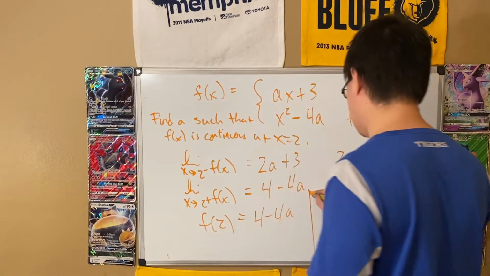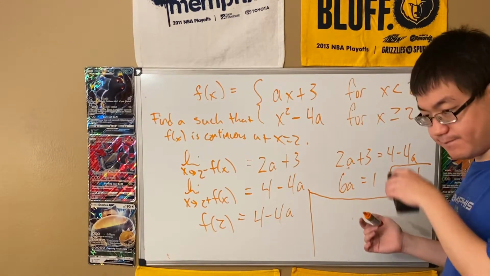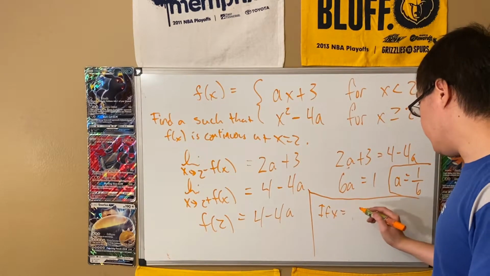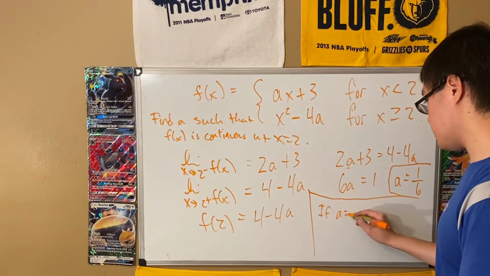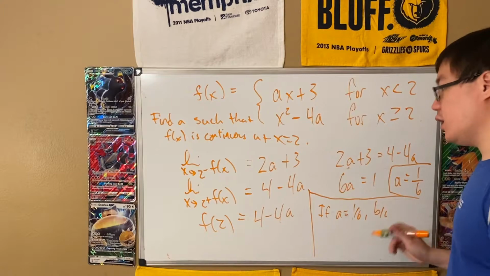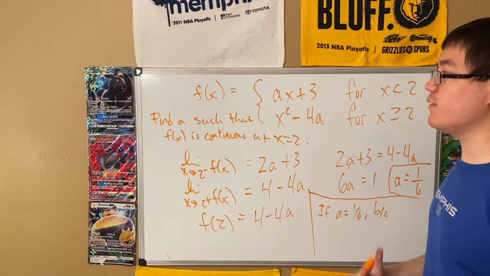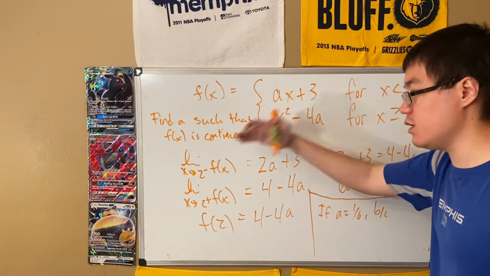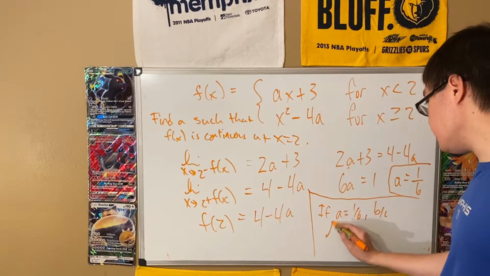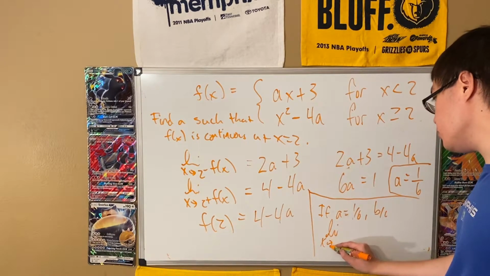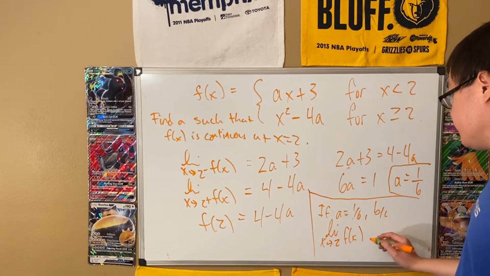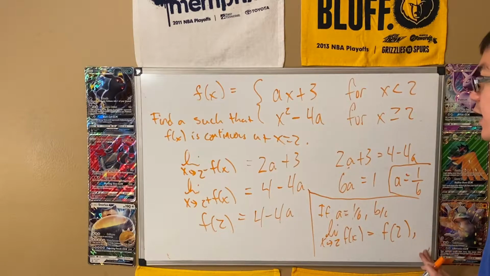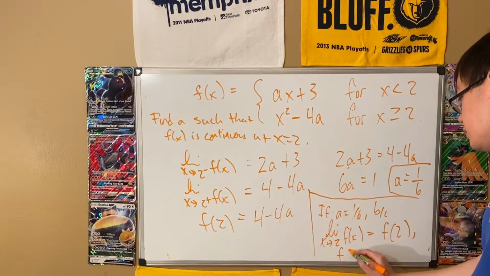So let's write a little sentence here, even if this question doesn't require a sentence. We're going to say if a is equal to 1/6, because the purpose of this sentence is to verify that we do know what continuous means. We didn't just find the one-sided limits, we actually found the limits and the function value. So because the limit as x goes to 2 of the function is equal to f of 2, if a is equal to 1/6, that means the function is continuous at 2.